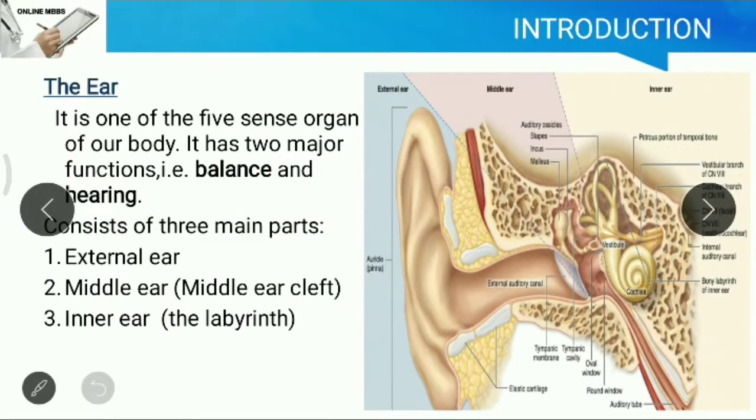So let's know the introduction about the ear. Ear is one of the 5 sense organs of our body. It has 2 major functions, that is balance and hearing. It consists of 3 main parts. They are the external ear, the middle ear, also known as the middle ear cleft, and the inner ear, also known as the labyrinth.